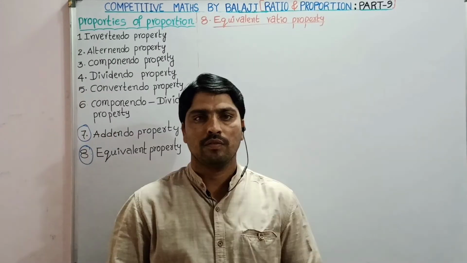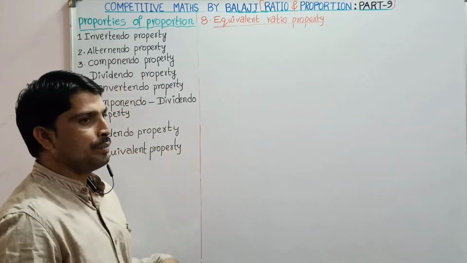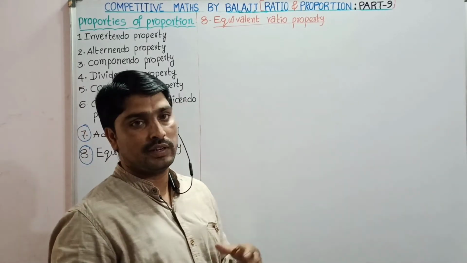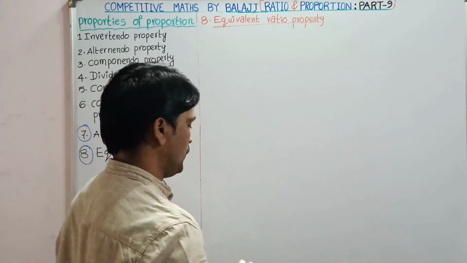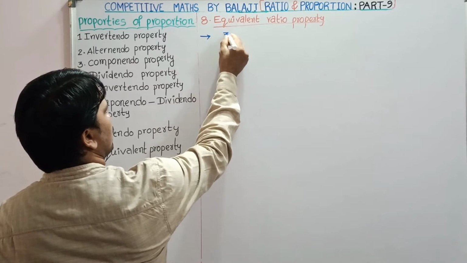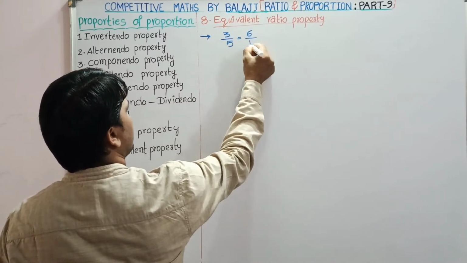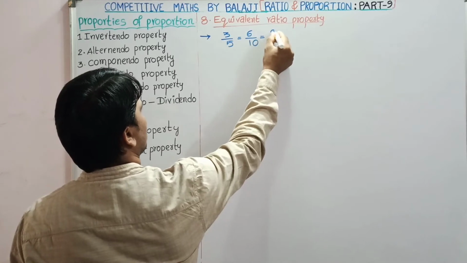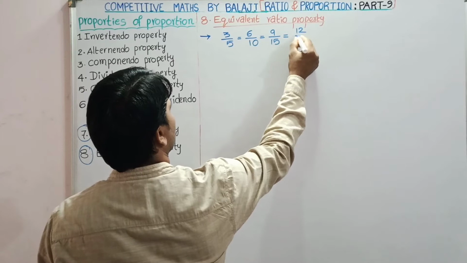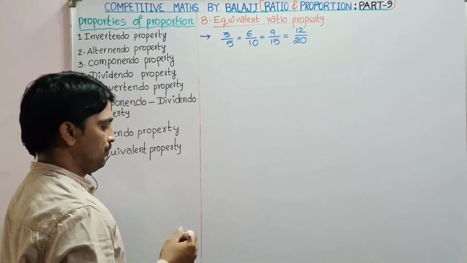Let us see our equivalent ratio property. There is no need of a statement as it has different varieties of statements. Let us see it by some examples. Consider an example. We know that 3 by 5 is equal to 6 by 10 equal to 9 by 15, which is equal to 12 by 20. All are equivalent fractions or equivalent ratios.